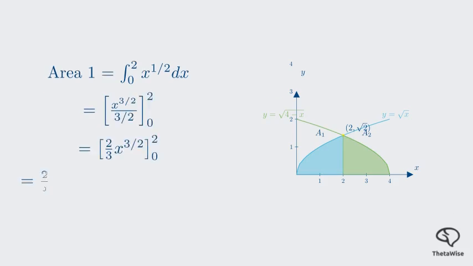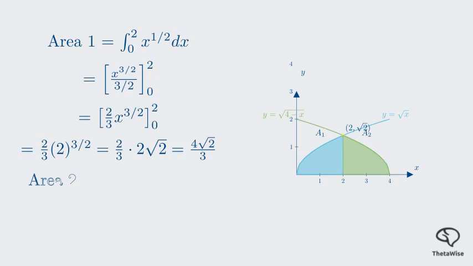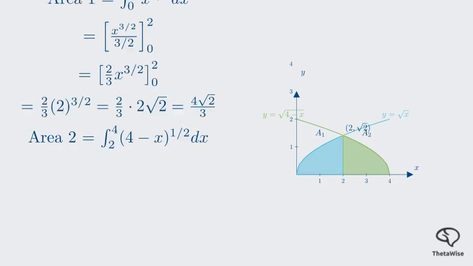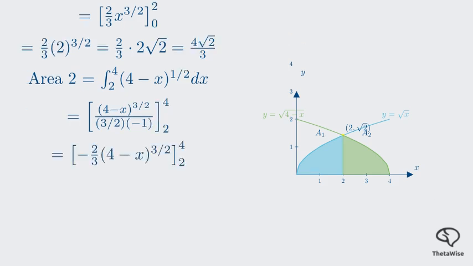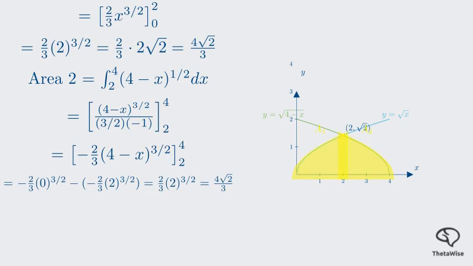Evaluating this from 0 to 2 gives us 2 times 2 to the 3/2, all over 3. Now for area 2. Area 2 is the integral from 2 to 4 of (4 minus x) to the 1/2 dx. The antiderivative is (4 minus x) to the 3/2, divided by 3/2, and multiplied by -1 because of the chain rule. Evaluating from 2 to 4 gives us 8 over 3 minus 2 over 3 times 2 to the 3/2. Finally, we add the two areas together.